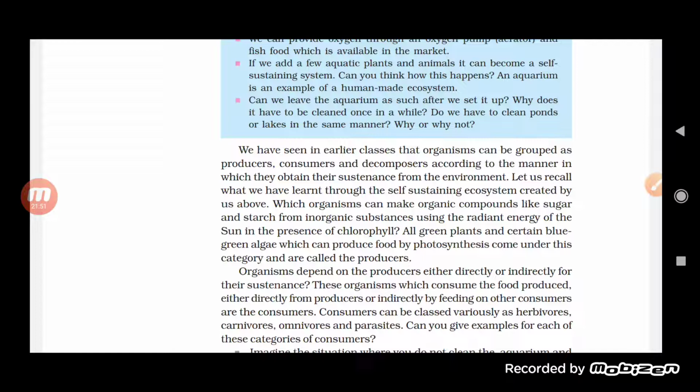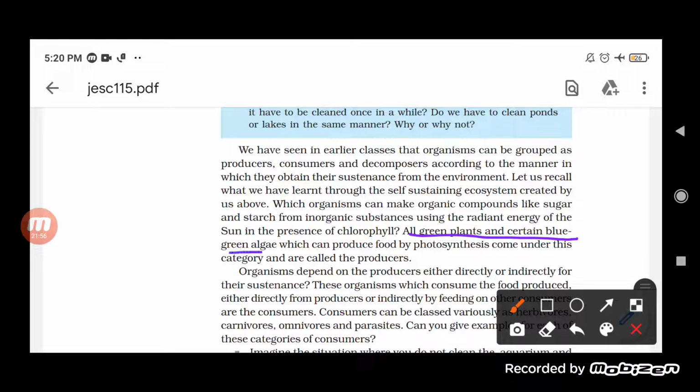So all the green plants are there, students, as well as the blue green algae, which we also call the cyanobacteria. These are able to perform the process of photosynthesis, and since they are able to produce their food by the process of photosynthesis, we include them in the producers, where they are able to produce the food.